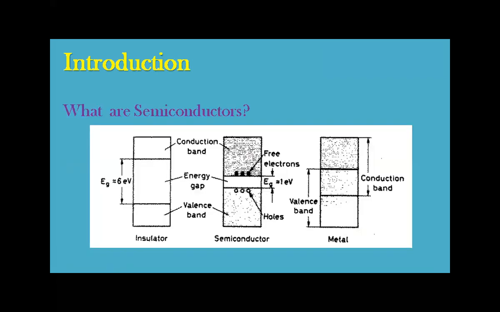Moving to what semiconductors are. As I already discussed, if the energy gap is more than around 6 electron volts, we call it an insulator. The top panel is the conduction band, the bottom panel is the valence band, and the middle one is the energy gap. If the energy gap is lower, about 1 electron volt, we call it a semiconductor. If the bands overlap, plenty of electrons move from the valence band to the conduction band, so here the only charge carriers are electrons. Here you have holes and electrons, because when an electron jumps from the valence band to the conduction band, a space is left, which we call a hole.